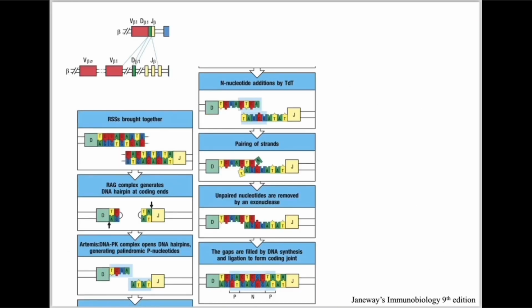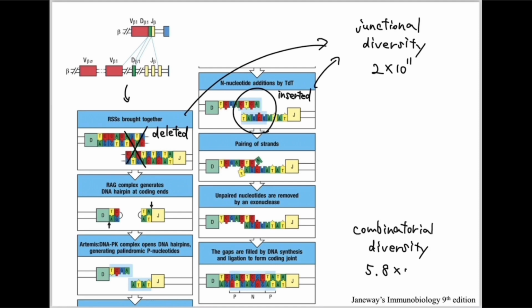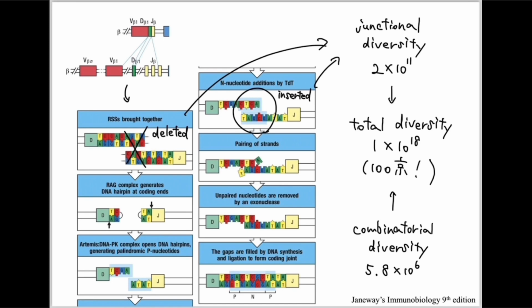In addition, when different gene segments are joined, random numbers of nucleotides are deleted and inserted at the ends of gene segments, and it generates 200 billion junctional diversity. As a result, the combination of combinatorial diversity and junctional diversity generates a quintillion different TCRs.